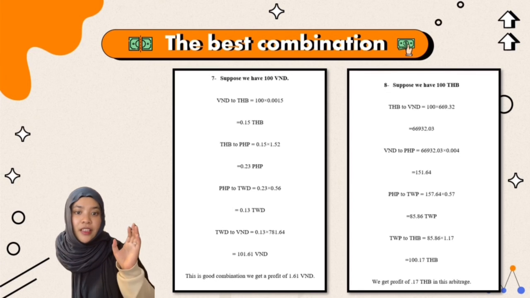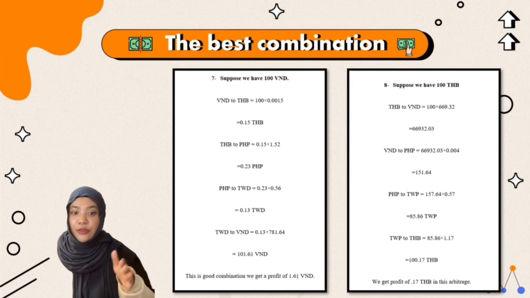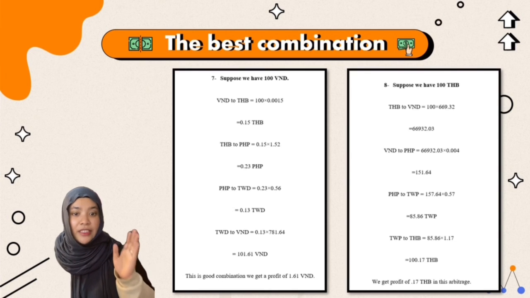The fourth picture shows that we are supposed to have 100 Thailand baht. So Thailand baht to Vietnamese dong, Vietnamese dong to Philippine peso, Philippine peso to Taiwan dollar, Taiwan dollar to Thailand baht. So we got 100.17 Thailand baht. So we got a profit of 0.17 Thailand baht in this arbitrage.